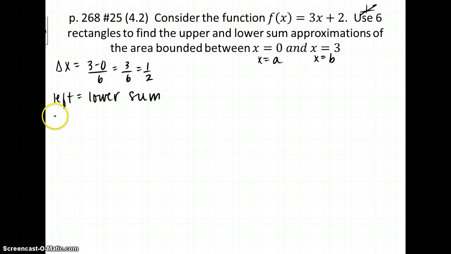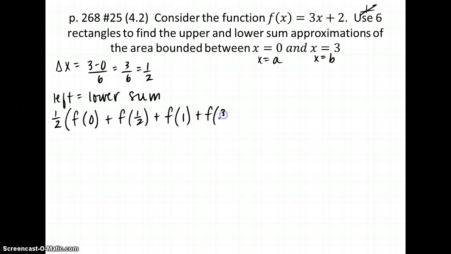Alright, area of a rectangle. The width of each interval is equal. Where does the left sum start? At the value of a, and then we add the intervals according to delta x. f of 2 plus f of 5 halves, stopping at one interval less than b, because if we added a half again, we would get to f of 3, and the left endpoint can't end at the right endpoint, the left endpoint sum.